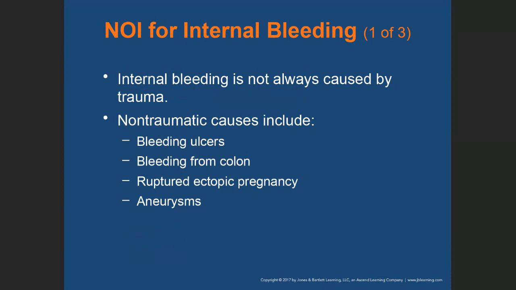Internal bleeding is not always caused by trauma, so you can have medical conditions that can cause internal bleeding. Bleeding ulcers, bleeding from the colon, a ruptured ectopic pregnancy, which is a pregnancy in which the fetus develops outside of the uterus. One of the common areas is within the fallopian tube, and it can get to the point in size where it causes it to rupture. That can lead to excessive blood loss. An aneurysm is a weak point in an artery, so it can rupture over time and cause excessive bleeding.